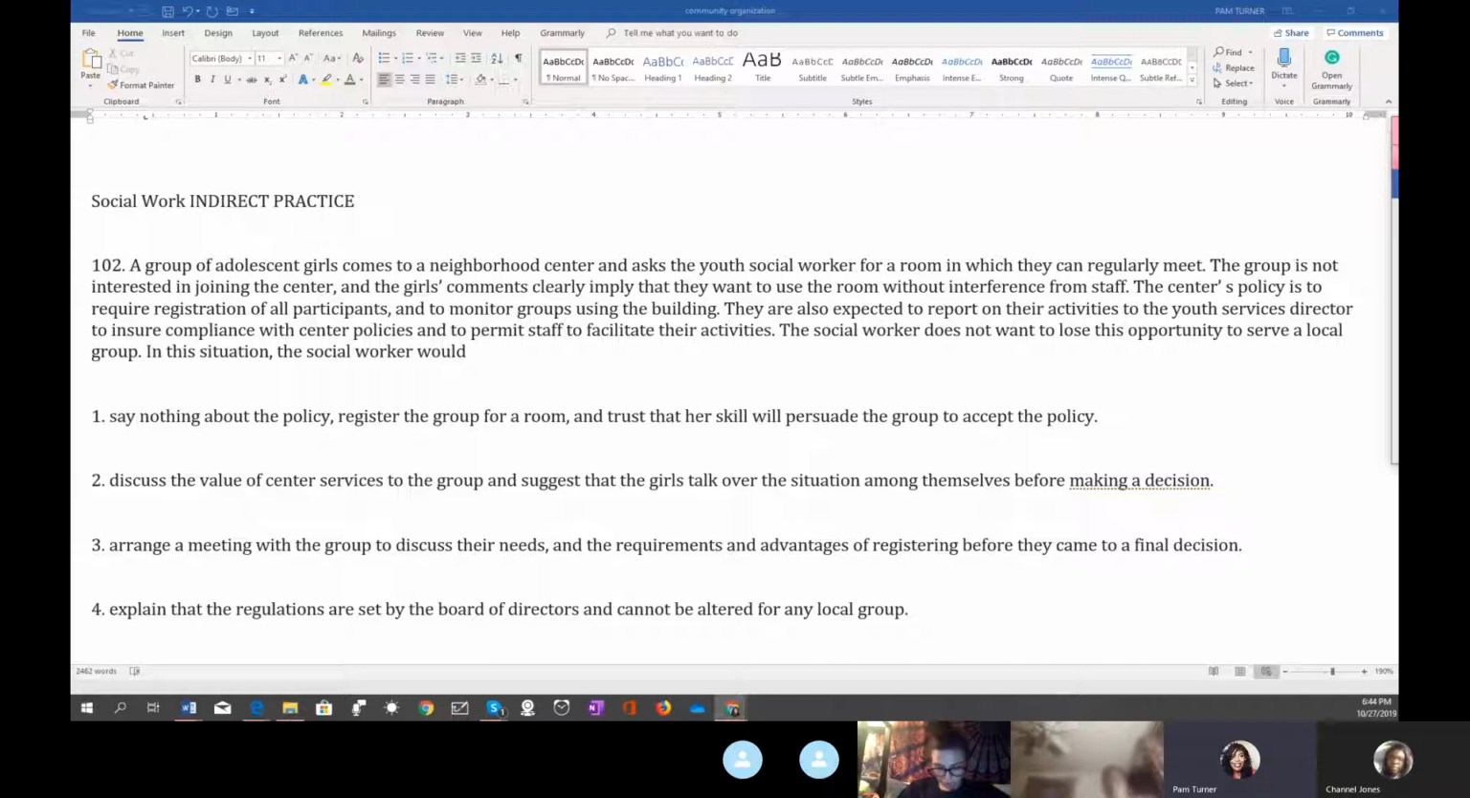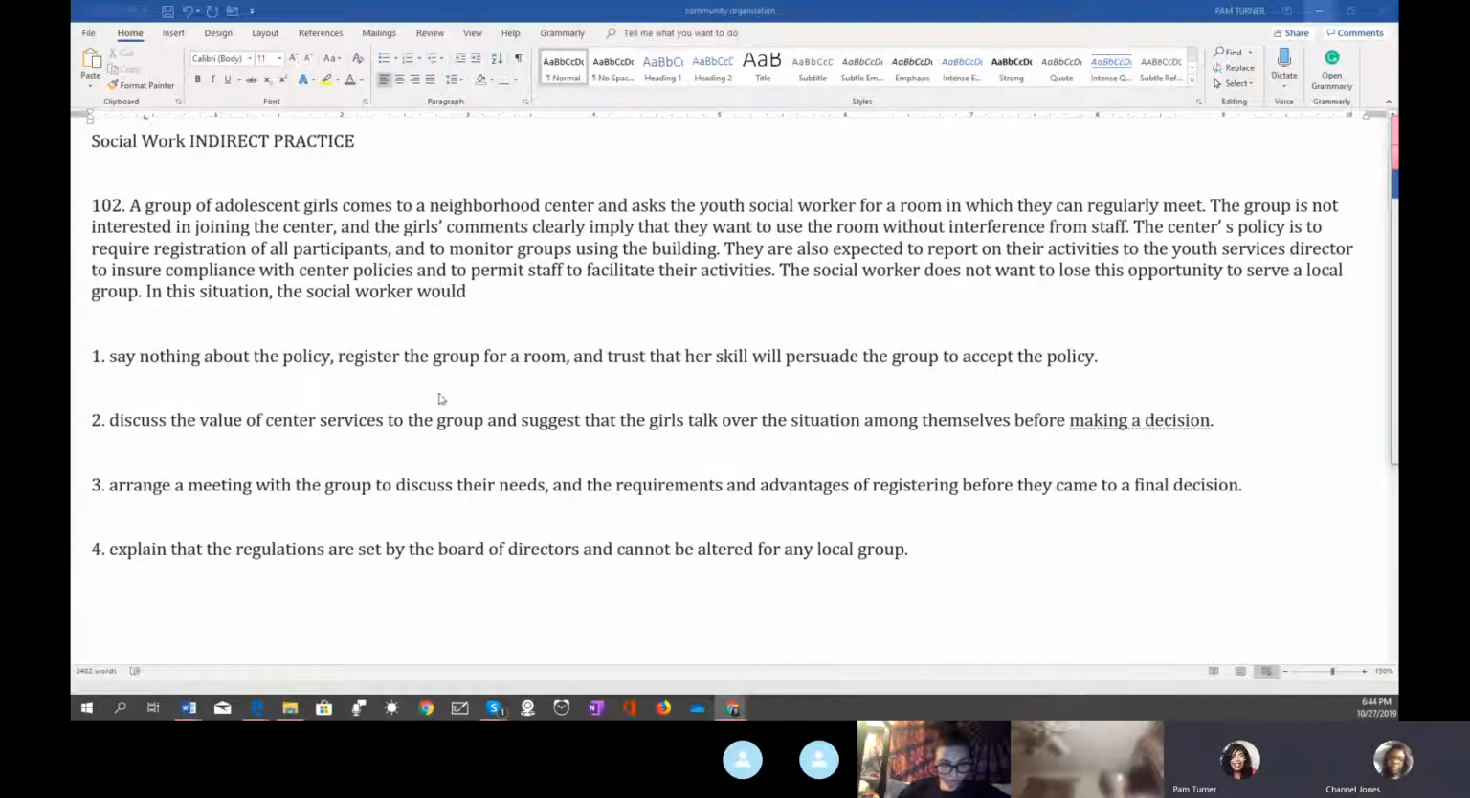Okay, so a group of adolescent girls comes to a neighborhood center and they ask the youth social worker for a room in which they can meet regularly. The group is not interested in joining the center, and the girls' comments clearly imply they want to use the room without interference from staff. The center's policy is to require registration of all participants and monitor groups while using the building. They're expected to report on their activities to the youth director and to ensure compliance with the center's policy and to permit staff to facilitate their activities. The social worker does not want to lose this opportunity to serve a local group. In the situation, what should she do?